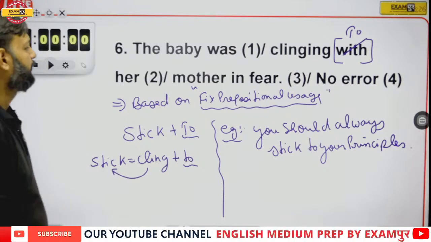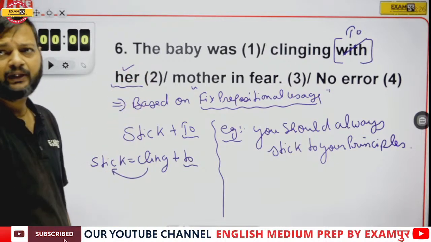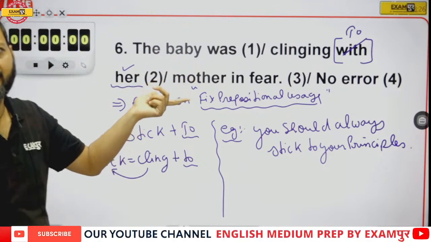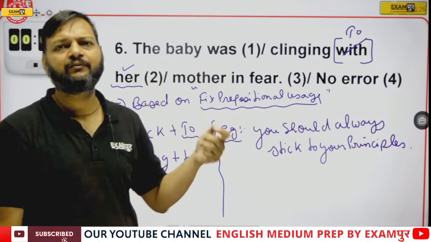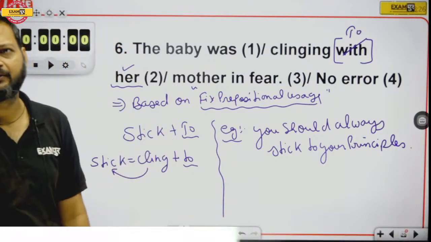Right. Her is absolutely right. If her is given, it means the baby's gender is clear. If her is given, it means the baby was a baby girl. So there is no error in it.